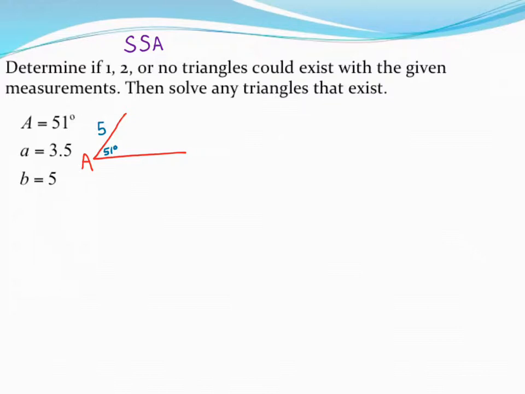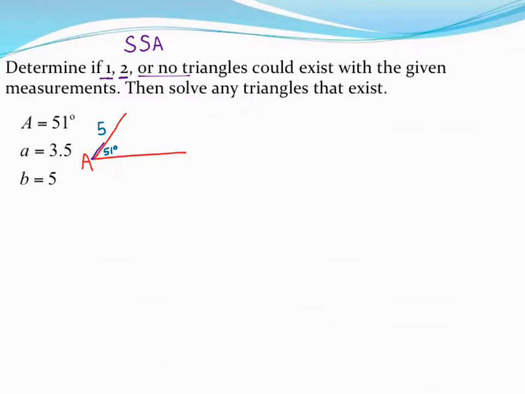What might be true is I might have a normal triangle, I might have two triangles, or in fact I might not have any triangles that are formed. And so my question this time is to figure out how many triangles are made and then solve those triangles if I have anything. So what I've done was I've started to draw what this triangle could look like.